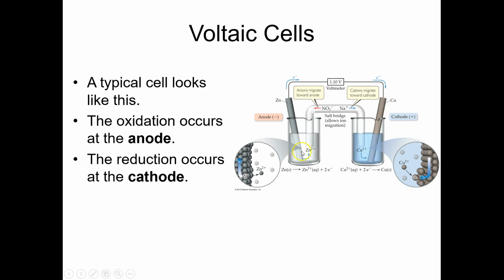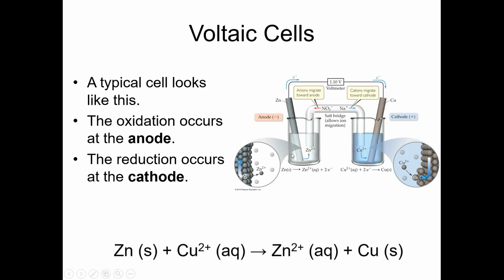Now, what's happening is, again, zinc is being oxidized. So this is the compartment in which oxidation is occurring. This is the compartment in which reduction is occurring. And simply by convention and definition, we call the oxidation compartment the anode, and we call the reduction compartment the cathode. And there's a very straightforward mnemonic for remembering this.